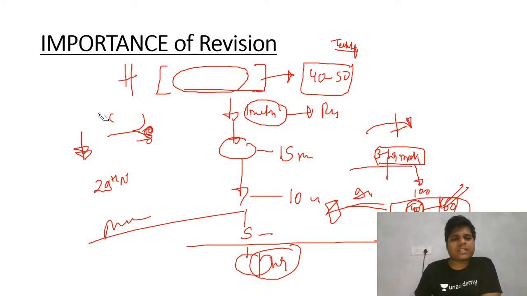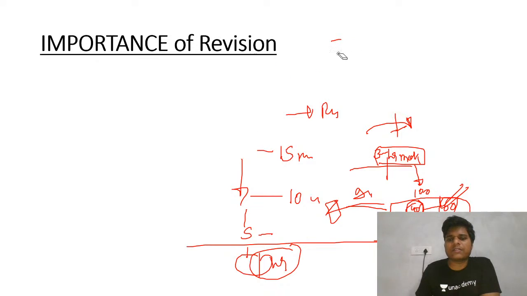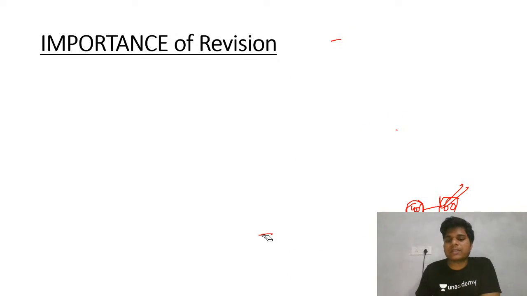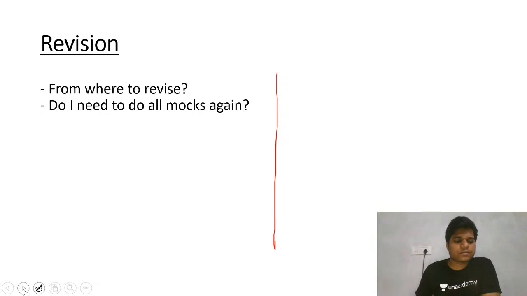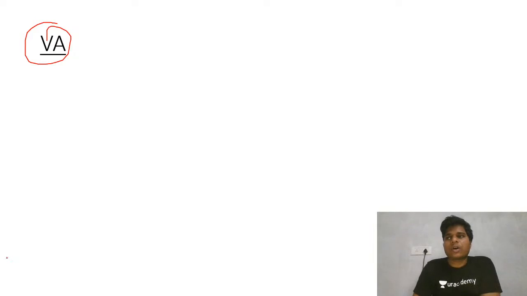But at this stage, when around 40 days are left for the CAT, now what can we do, how can we remove these mistakes that we have been making? Okay, so let's come to the point. I will discuss what we can do now.